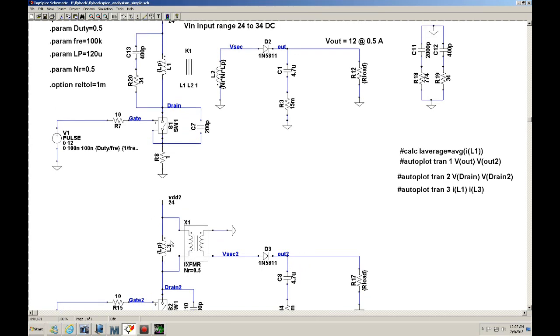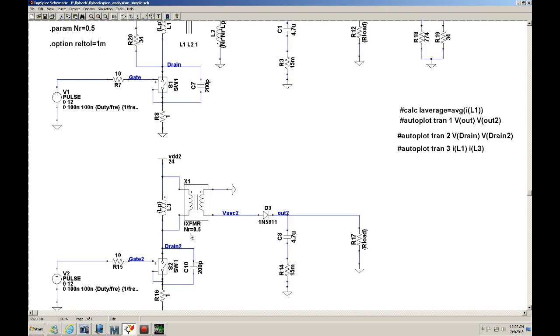And I'll let you in on a little secret. This model runs a little faster than this one. So if you have a circuit that you're going to simulate for a long time, or that is complicated, this is the model that I would use.